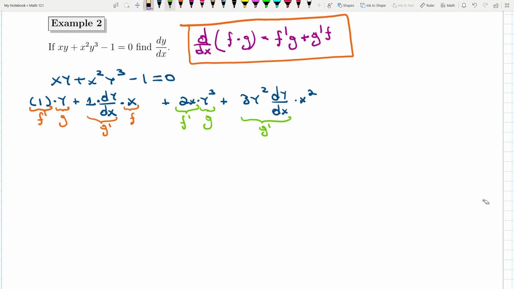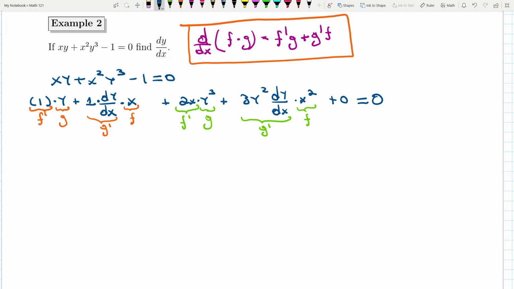Okay, all right. All right, so that's the product rule again. And then don't forget to differentiate this -1. The derivative of -1, which is the derivative of a number, is plus 0, and on the right hand side we get a 0. The derivative of 0, well, it's also a constant, so it's also 0.